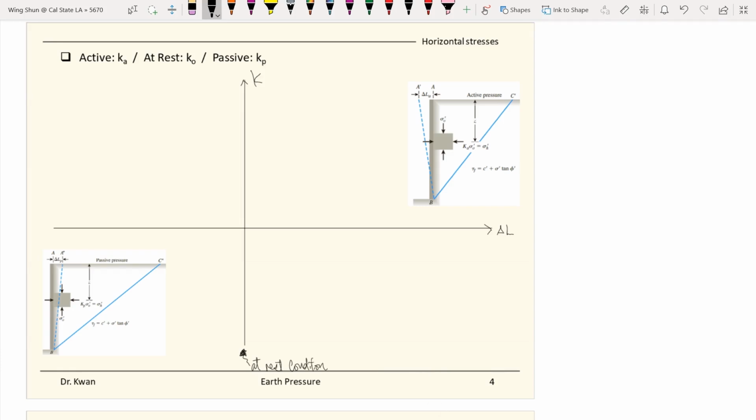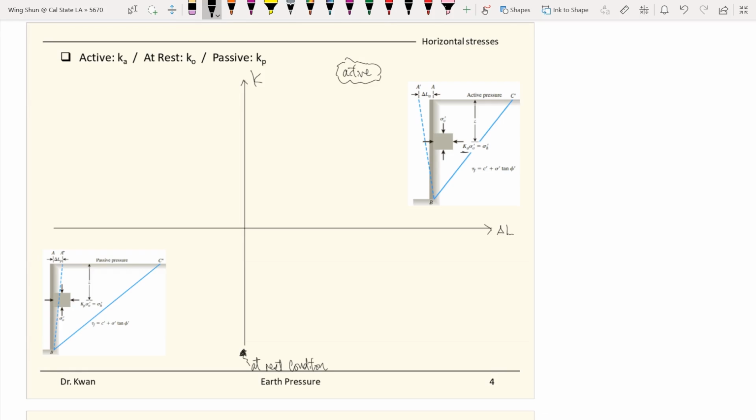If that is the case, it means the wall is not moving. But for the case where the wall is moving away from the soil body, like this graph here, we call it active conditions. Since the wall is moving away from the soil, the K here will no longer be K naught. We call it Ka. You can expect the horizontal stress for the soil element here will be very different than when everything is not moving or at rest.